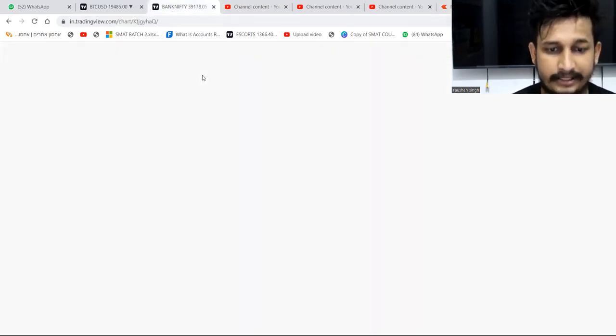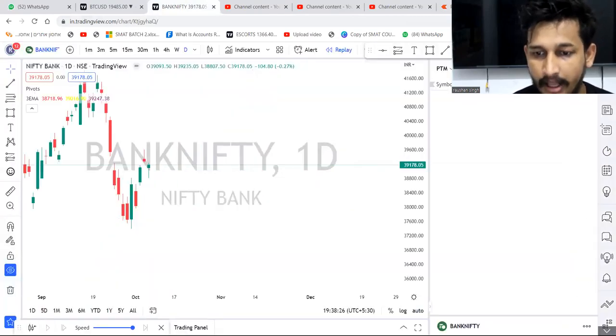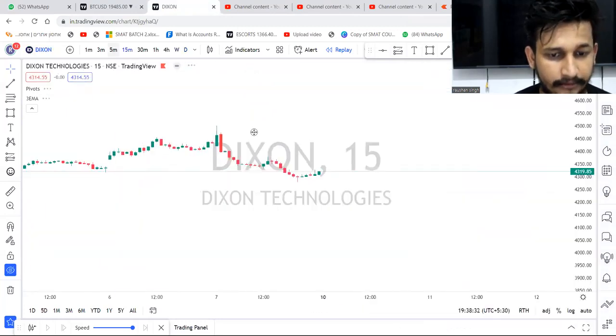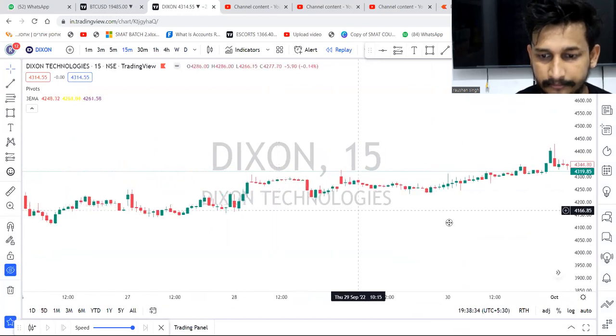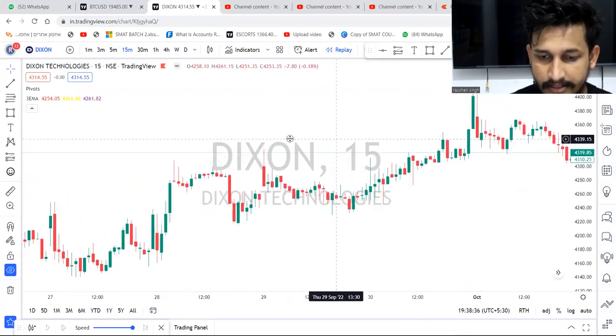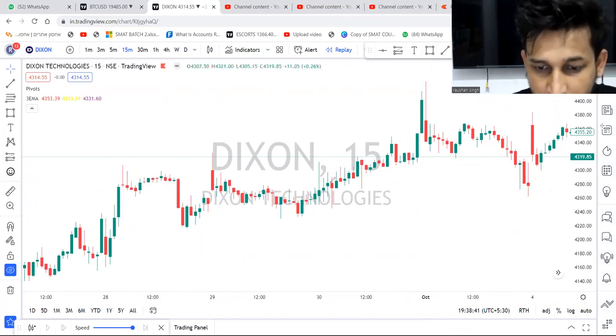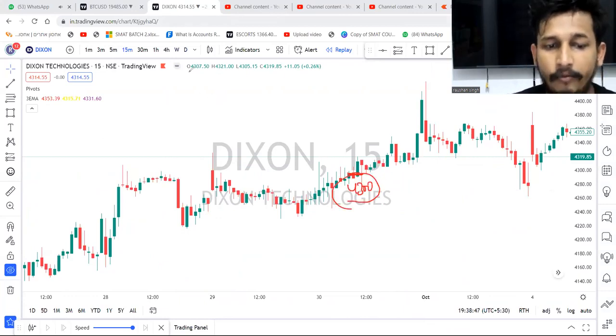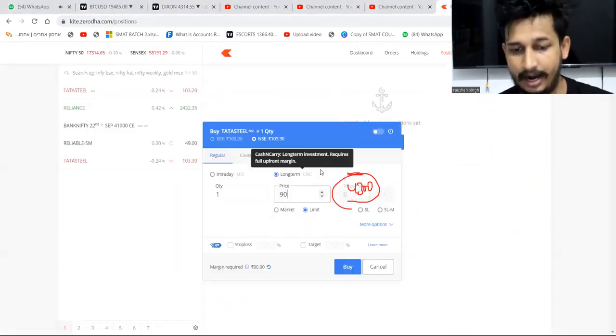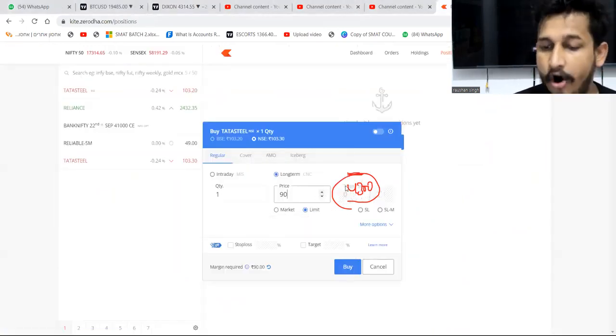For an example, how do I use this option? Let's understand that I want to buy this stock at somewhere around 4,300, where my entry is getting triggered. So I will go over there and place 4,300 over here, and I will click on buy. So my order will be placed.